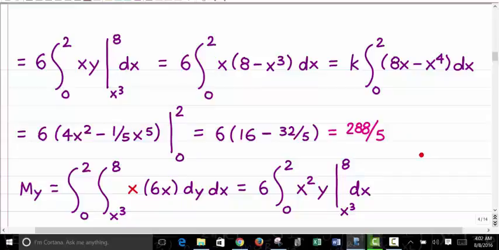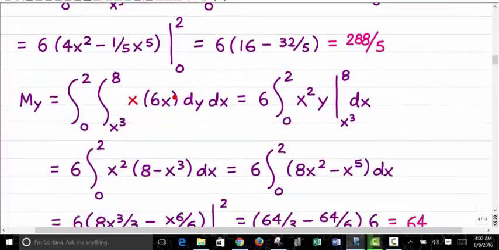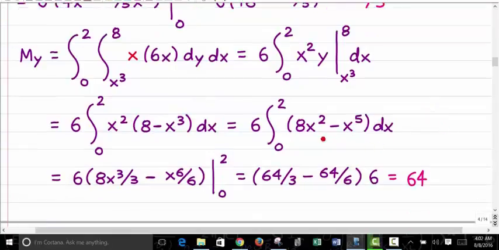Now, the my moment, I put that x in there to show you, so it's x times 6x. So it makes that 6x squared, which you can toss a 6 out, brings in a y, 8 minus x cubed. So this time we'll have x squared times 8 minus x cubed, 8x squared minus x to the 5th. Easy power rule, put in 2, put in 0. We have the 6 up front, and it ends up being exactly 64. All right, that's fine and dandy.